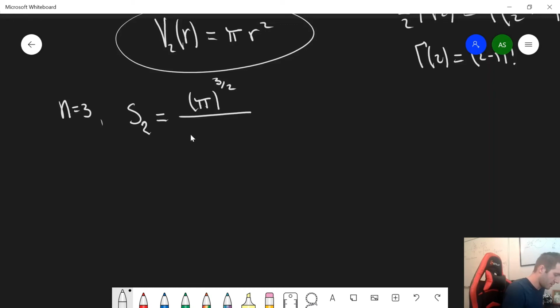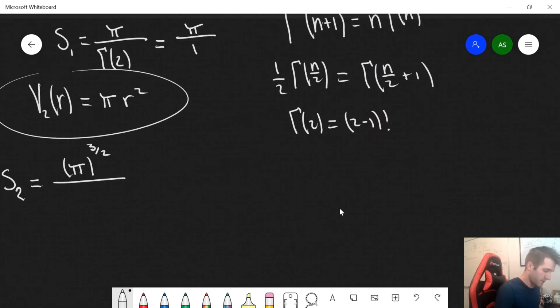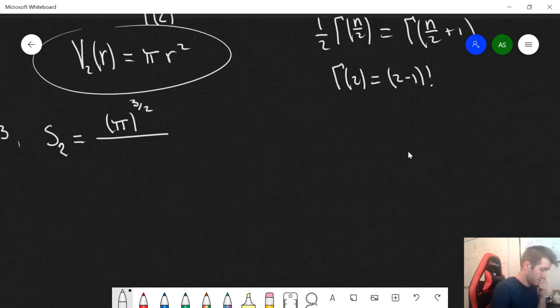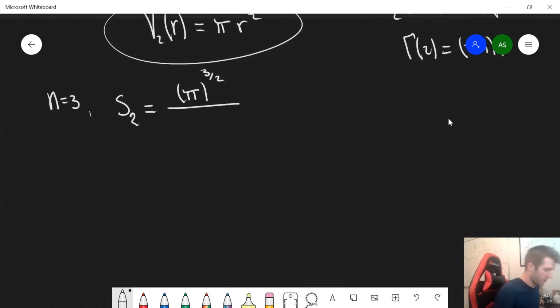Divided by, well, let's see, what do we have here? We've just shown that gamma of n over 2 plus 1 is equal to n over 2 times gamma of n over 2. So we can describe it that way. So let's try that. So we're going to have gamma of 3 over 2 plus 1. Okay? So now, what I propose that we do is actually rearrange our gamma function to look like this.